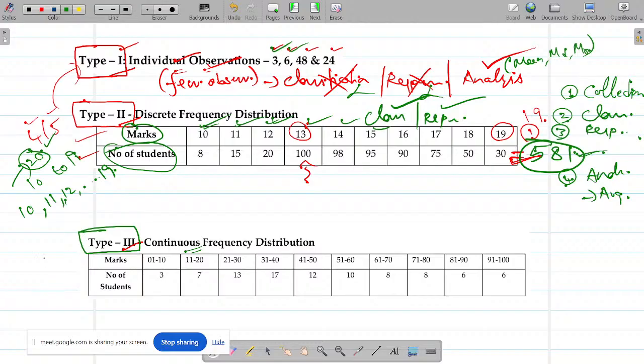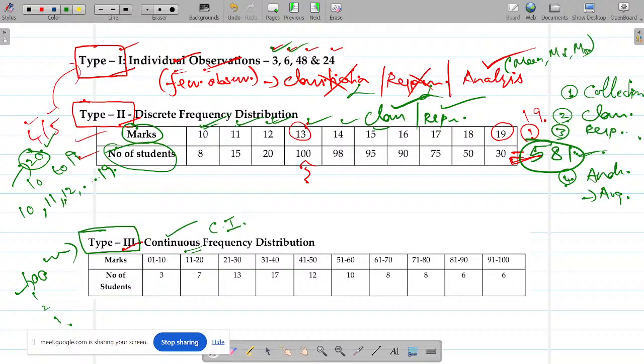But in the third situation, I conducted a complete syllabus test, which was for 100 marks. If I tabulate as 1, 2, 3, 4, it will be a very big table, and probably I will not find space or screen to present everything in one single table, right? So what I'm doing here is making it as class intervals. This continuous series is nothing but class intervals.